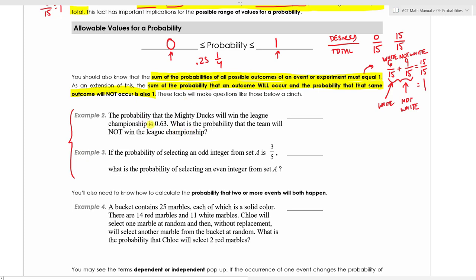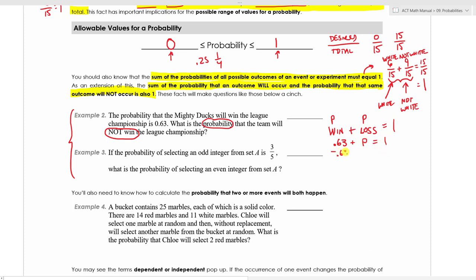So in example 2, we have the probability that the Mighty Ducks will win the league championship is 0.63. What is the probability that they will not win? Well, remember what we just said. We said that the probability of something happening plus the probability of that thing not happening has to equal 1. So that's basically the probability of a win plus the probability of a loss, or a not win. I'll go ahead and write loss, has to equal 1. The question tells us that the probability that they will win is 0.63. Let's just go ahead and put a P in there.